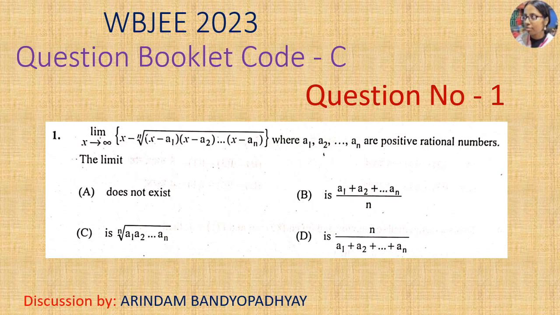Limit x tends to infinity x minus nth root of (x minus a1)(x minus a2)...(x minus an), where a1, a2, ..., an are positive rational numbers. Then the limit: option A, does not exist. Option B is (a1 plus a2 plus ... plus an) by n. Option C is nth root of a1 times a2 times ... times an, and option D is n upon (a1 plus a2 plus ... plus an).